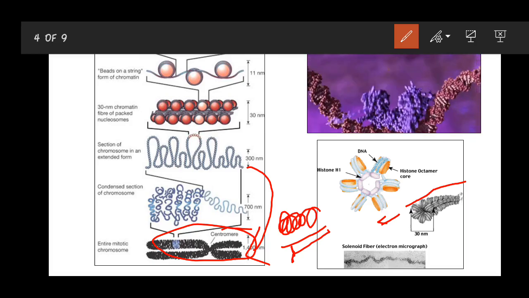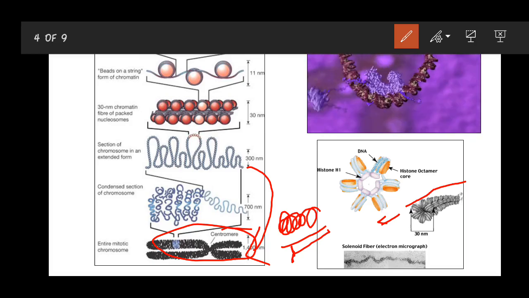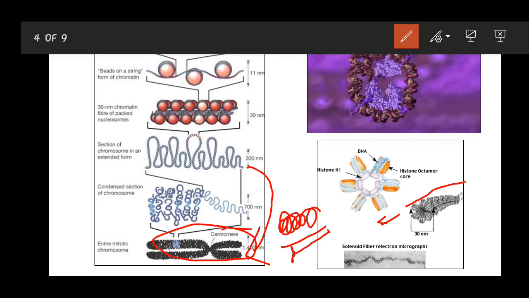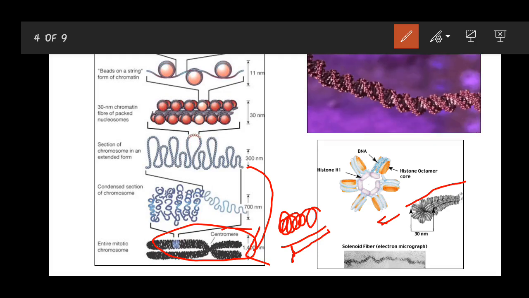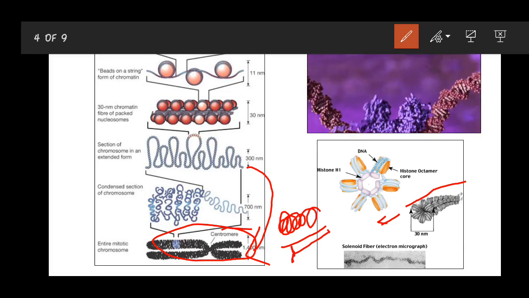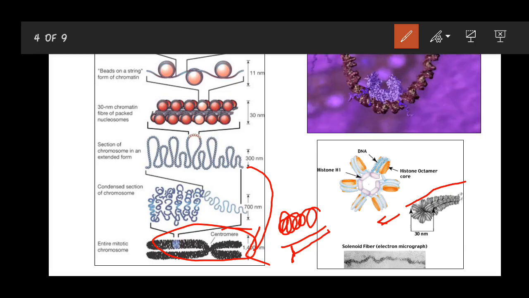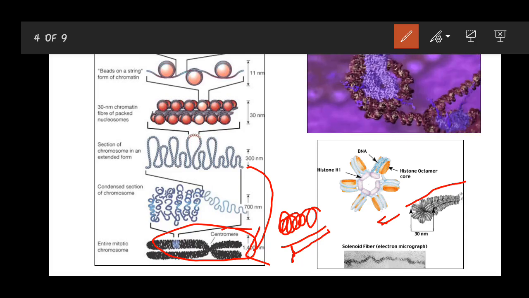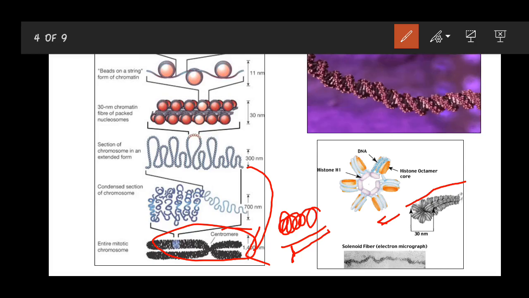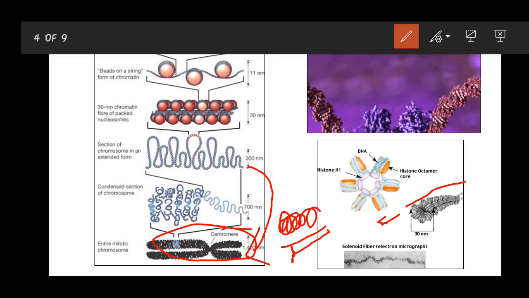Whenever the cell is not engaged in division, whether mitosis or meiosis, whatever the case may be, the DNA inside the nucleus, or the genetic material inside the cell, is usually present in the form called the solenoidal structure.